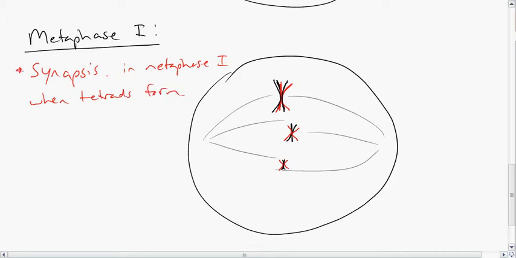Okay, and the tetrad is 4 homologous chromatids joined at the centromere.